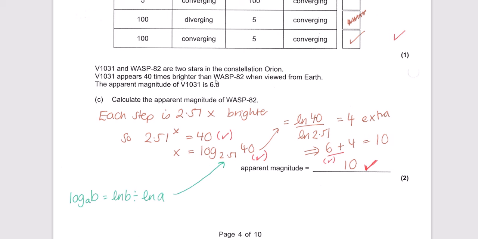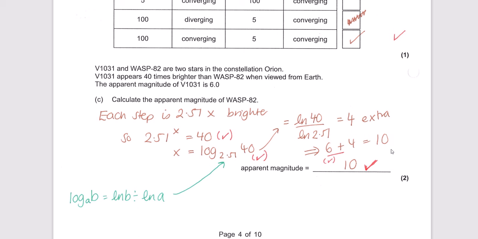So if V1031 is 40 times brighter than WASP and has a magnitude of 6, that means it's just about visible with the naked eye. Remember, the higher the magnitude, the dimmer the star. WASP is dimmer, and V1031 is 40 times brighter, so WASP is 40 times dimmer, which means it has 4 more magnitudes. So we're going to do 6 plus 4 to equal 10, because it's going to be not visible with the naked eye, which is part of the next question.